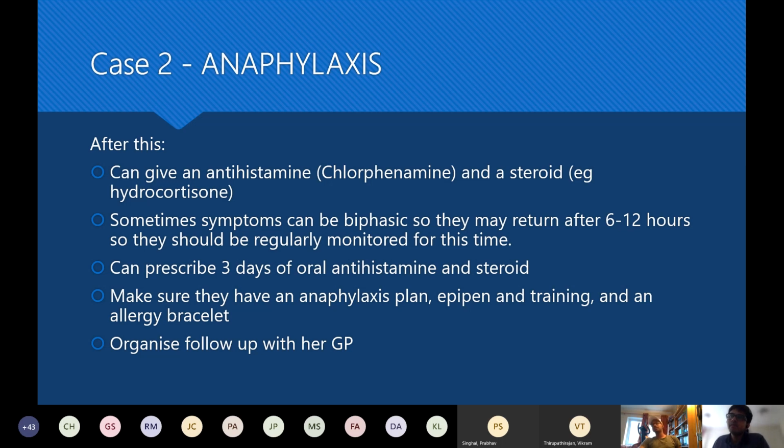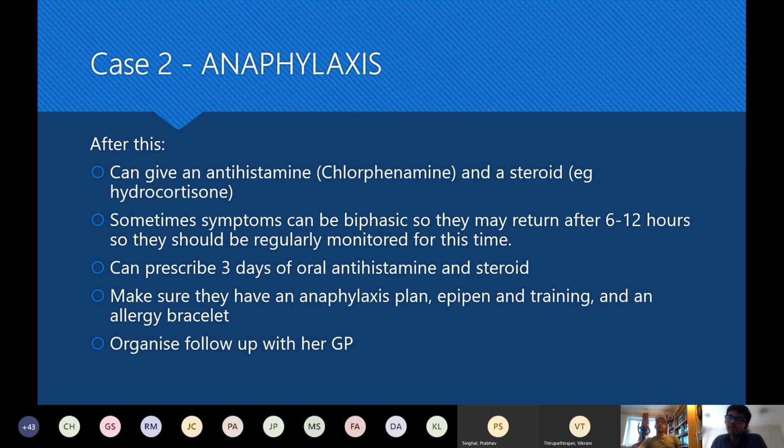Additionally, you can prescribe them some extra antihistamines and steroids to take once they are released. Make sure they have an anaphylaxis plan. So if they're a child, for example, make sure their parents have it and their school knows about it, like what to do in case of anaphylaxis. Make sure they have an EpiPen. The reason I put in the history initially that they didn't bring her bag and her stuff is because you would have found an EpiPen in there and that would have told you everything about it as well. Make sure they have training, and if they're a child, their parents have training, and anyone who may be responsible for them, and an allergy bracelet, especially if it's an anaphylaxis level reaction to whatever allergen it is.